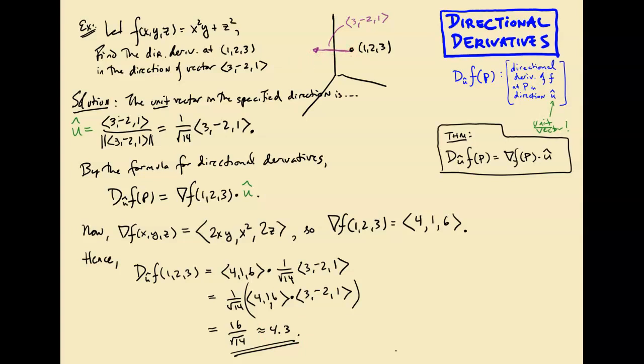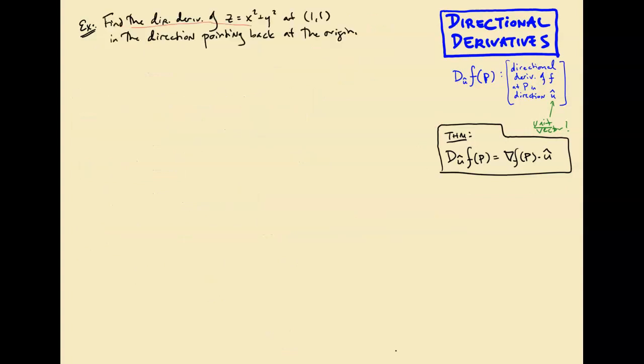And that's all there is to it, just following this simple recipe right here. Maybe we'll do one last example, and this one will be a function of two variables. Let's find the directional derivative of this function. This is one we've played with before, z equals x squared plus y squared, at the point (1, 1) in the direction pointing back at the origin.